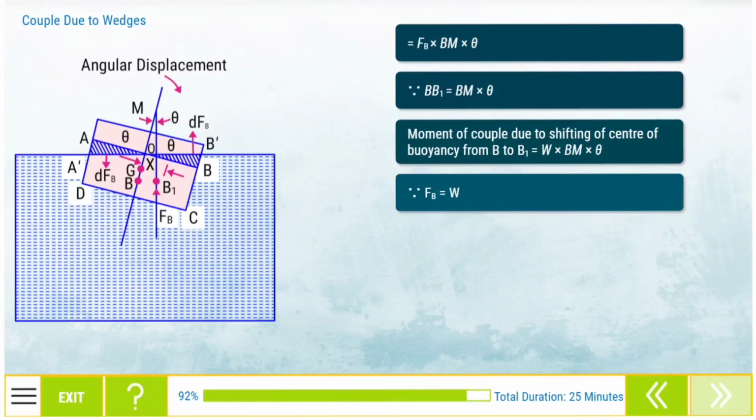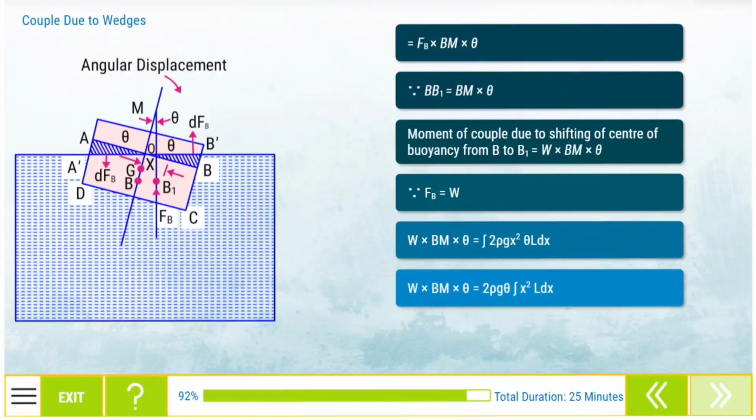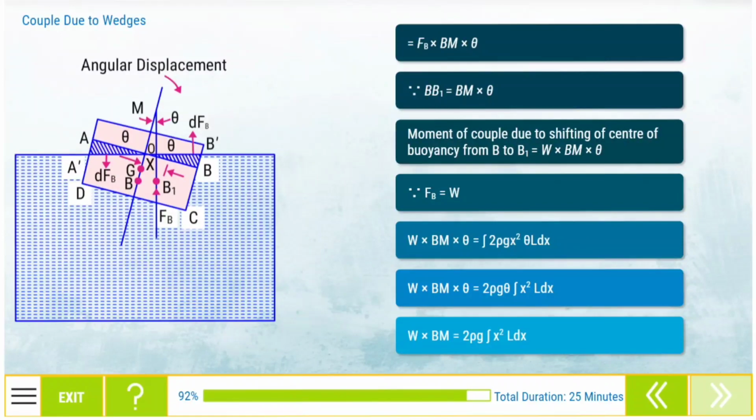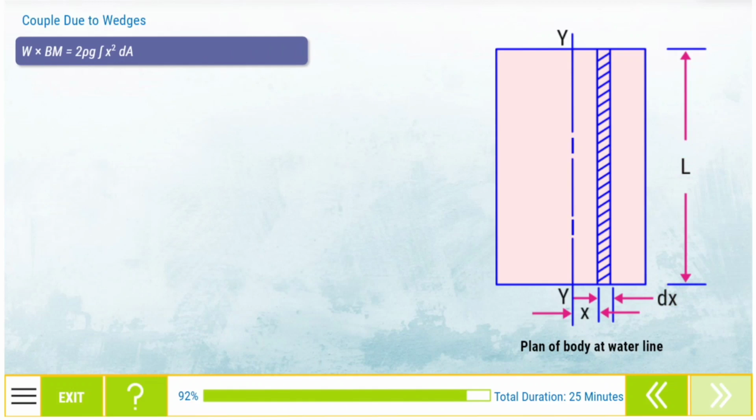Hence, equating the equations, we get W into BM into theta is equal to the integral of 2 into rho into g into x squared into theta into L into dx. W into BM into theta is equal to 2 into rho into g into theta into the integral of x squared into L into dx. W into BM is equal to 2 into rho into g into the integral of x squared into L into dx. Now, L dx is the elemental area on the waterline, as shown in the image. W into BM is equal to 2 into rho into g into the integral of x squared into dA.